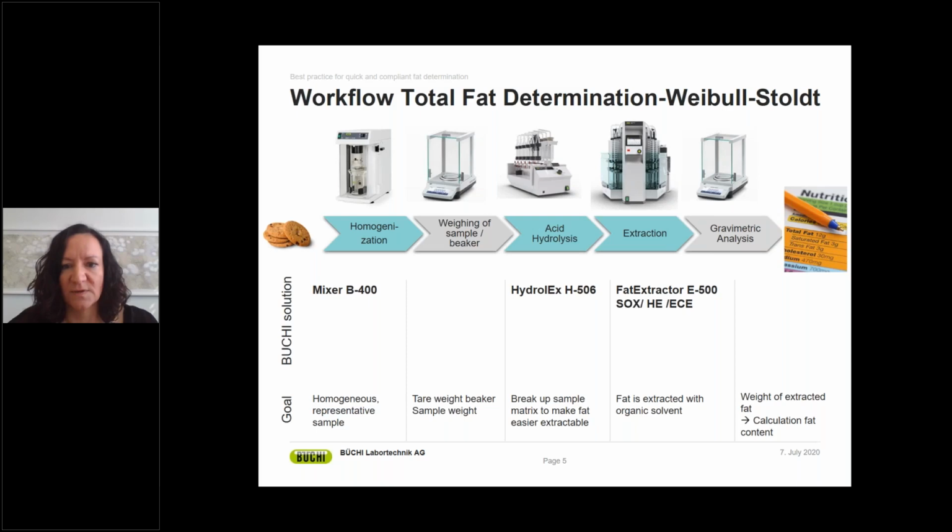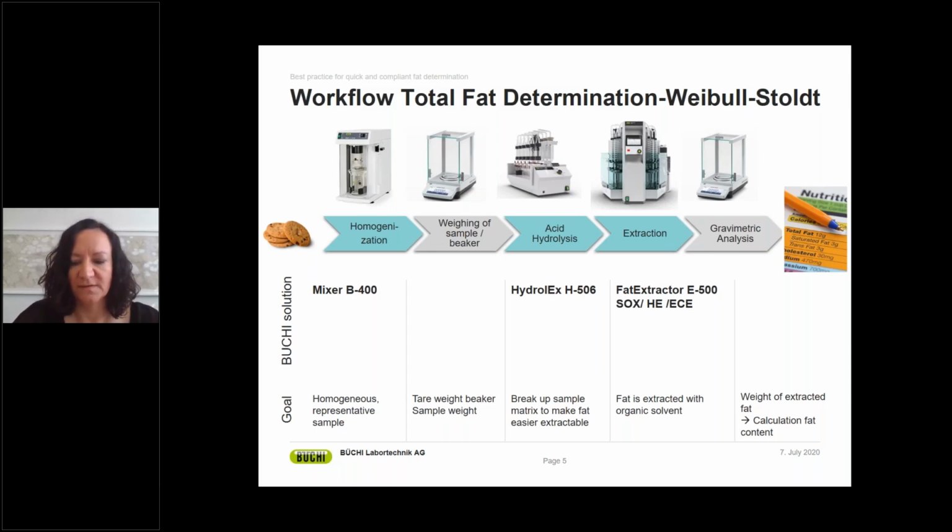After hydrolysis, we extract the sample with the FatExtractor according to one of the 3 extraction methods that we are offering, that I will explain later: Soxhlet, hot extraction, or ECE. We extract the fat with an organic solvent. Then the solvent is boiled off, and we have the pure fat in the beakers, and this needs to be weighed on an analytical balance. And with this extracted fat, we can calculate the fat content of the sample.